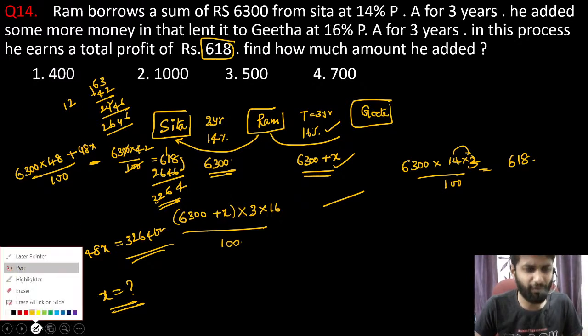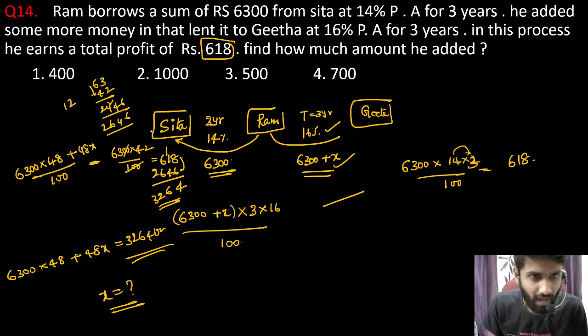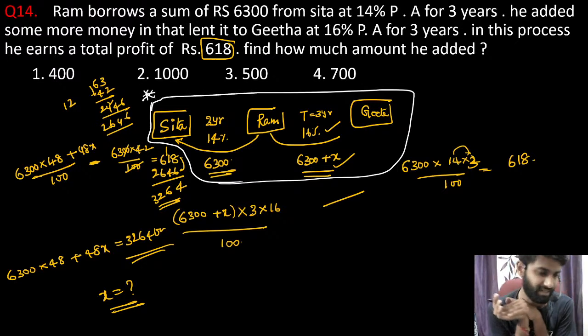But if you go with this procedure, it takes time. Now, I don't want to go with any calculation. I just go with observation of this entire information. Why? Because if you go with the calculation, it takes time. Just go with observation. What is the observation?